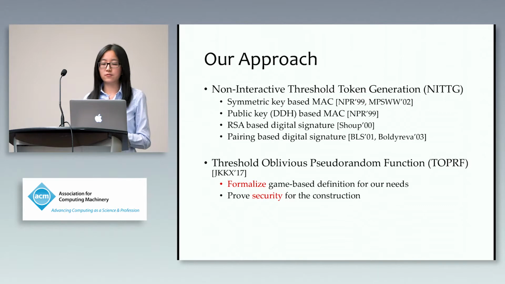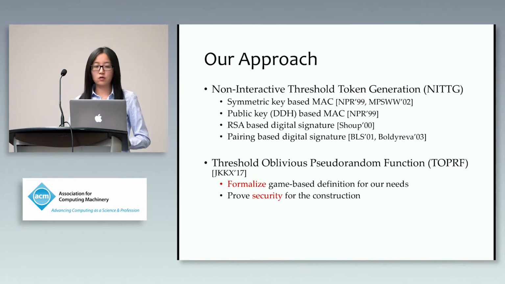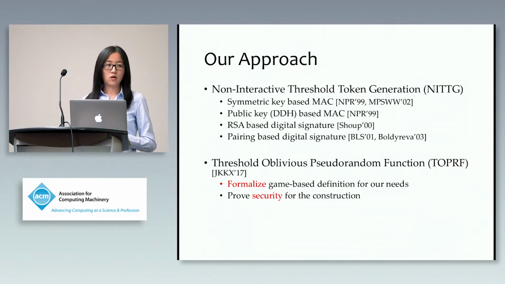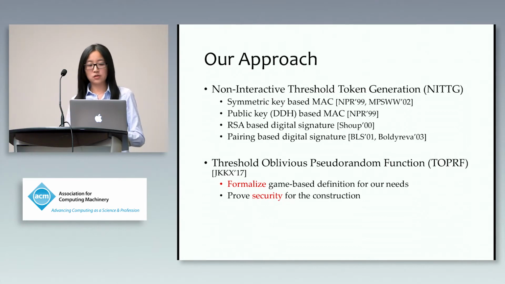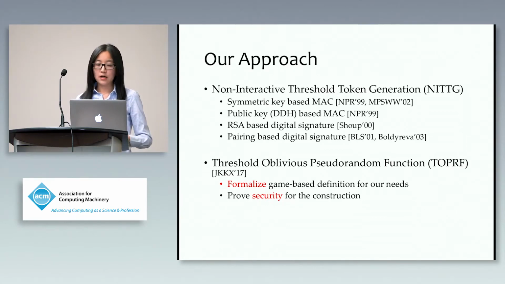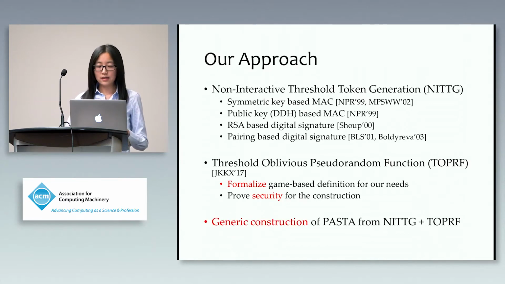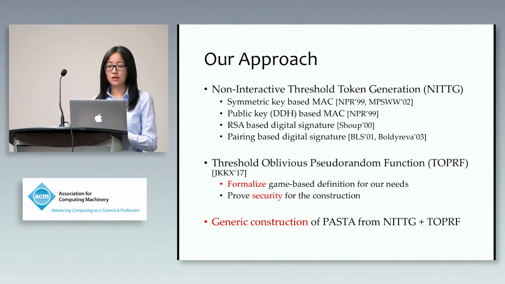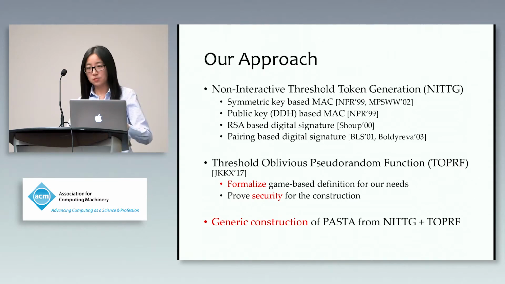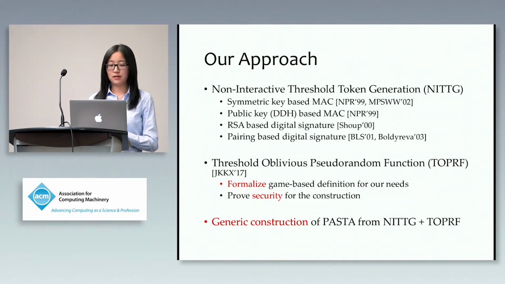The second primitive that we will use is called the threshold oblivious pseudo-random function, or TOPRF for short. It was introduced by Jarecki et al. last year. We formalized a different definition of TOPRF for our needs, and we prove their protocol is also secure under our definition. And then we combine these two primitives to get a generic construction of PASTA that works for all these types of tokens listed here. And next, I will tell you what these primitives are and how to combine them.